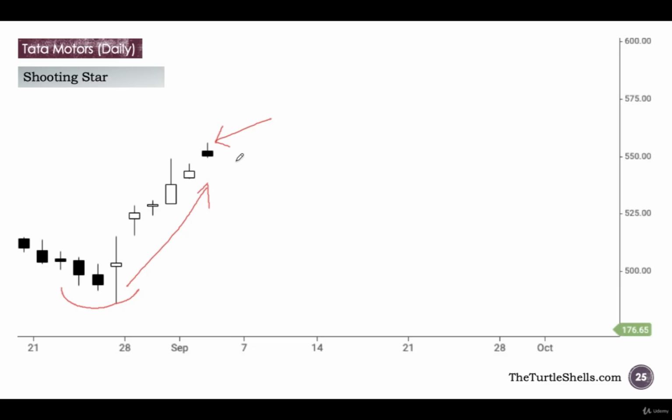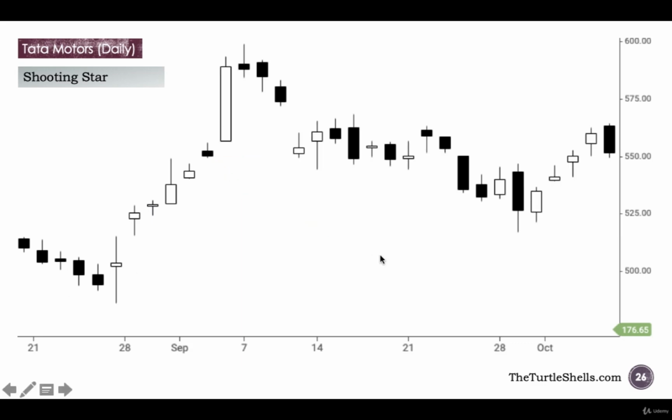Assuming that we do not have correct knowledge of candles and we think that this is a shooting star, and we take a short position here thinking that the market will go down, look what happens. A big candle would have created a loss for us in this short position.